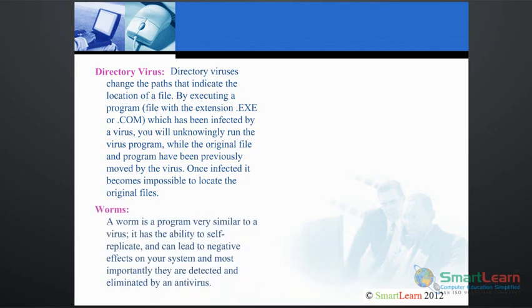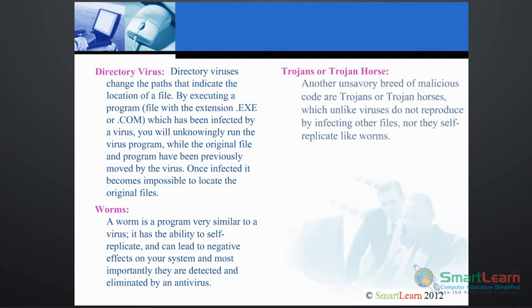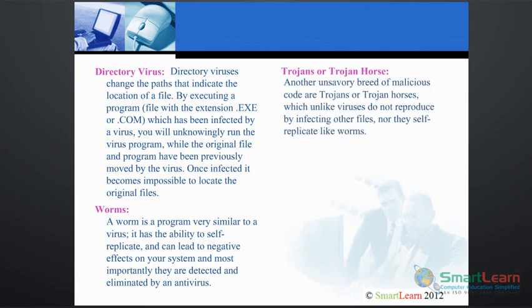It has the ability to self-replicate, and can lead to negative effects on your system, and most importantly they are detected and eliminated by an antivirus. Trojans or Trojan horse. Another unsavory breed of malicious code are Trojans or Trojan horses, which unlike viruses do not reproduce by infecting other files, nor do they self-replicate like worms.